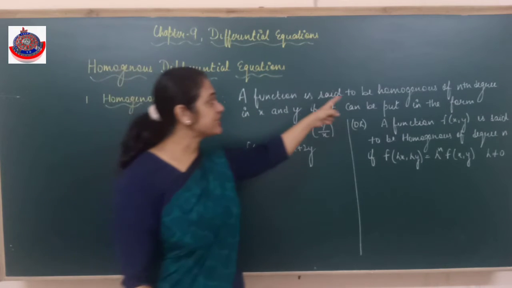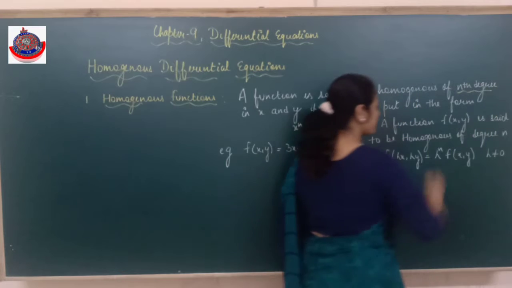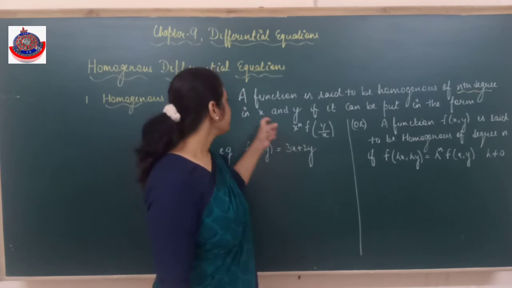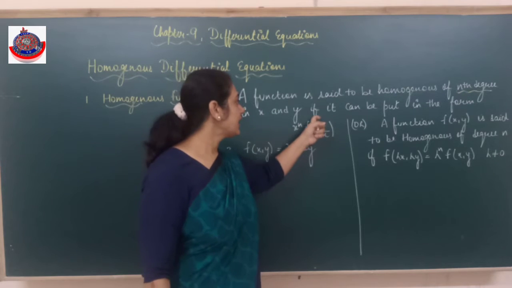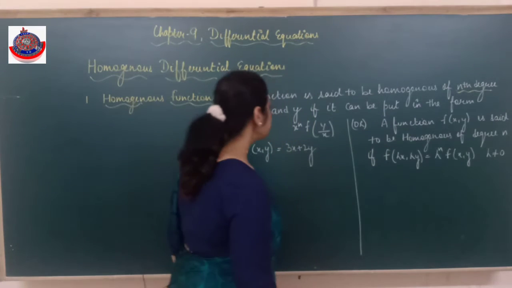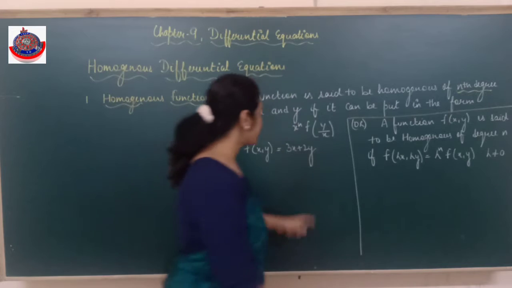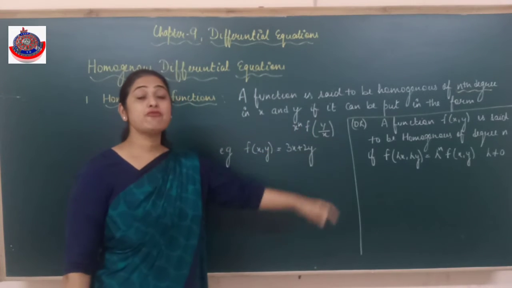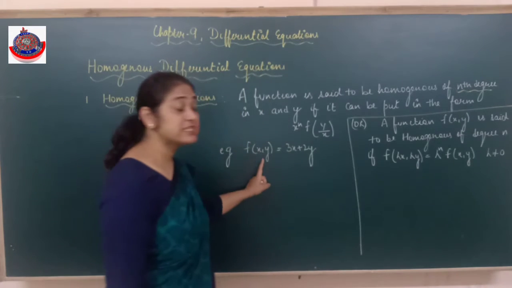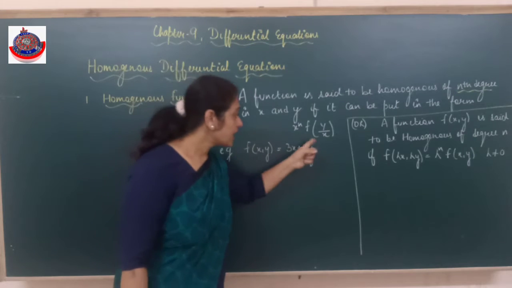A function is said to be a homogeneous function of nth degree. It can be any degree. Suppose you have degree 2, degree 3, you know how to find out degrees. If x and y can be put in the form x raised to power n times f of y upon x, then this function f of x, y is said to be homogeneous.